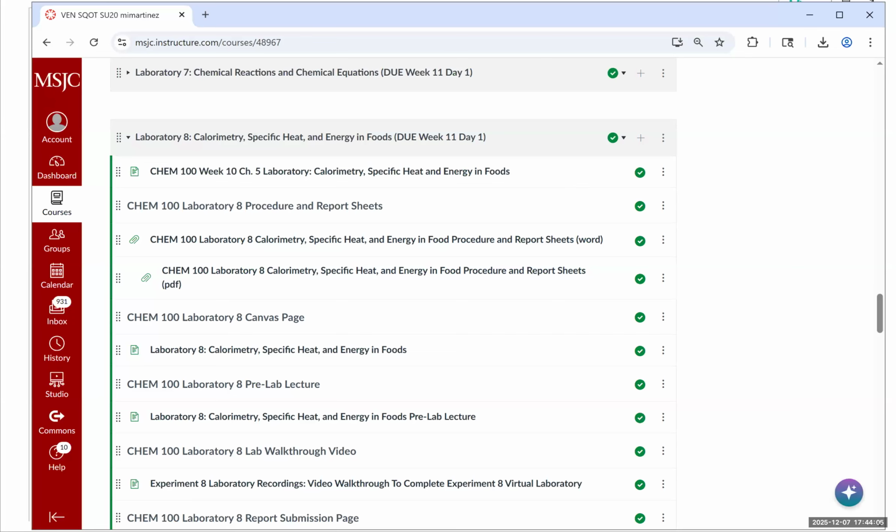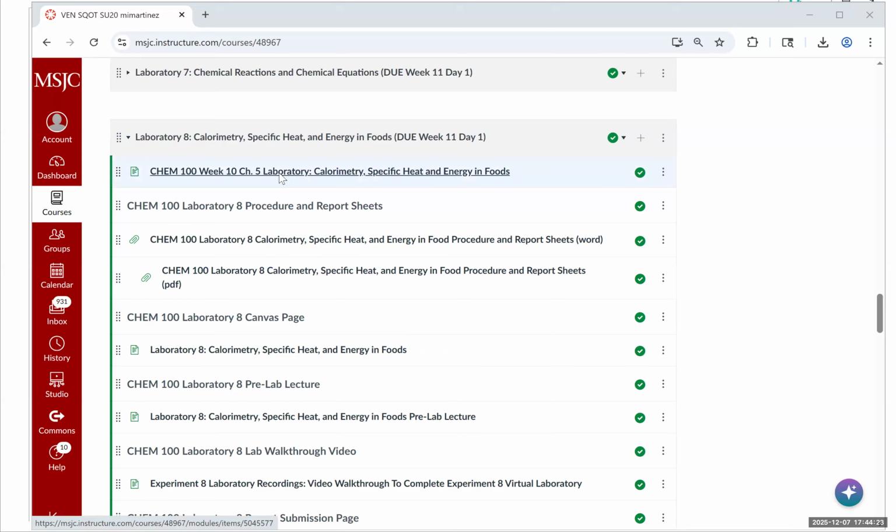So today we're going to be doing a full run through of Chem 100 Laboratory 8, which focuses on calorimetry, specific heat, and the energy in foods. So first and foremost, all of the materials for this laboratory activity are found in the Laboratory 8 module.